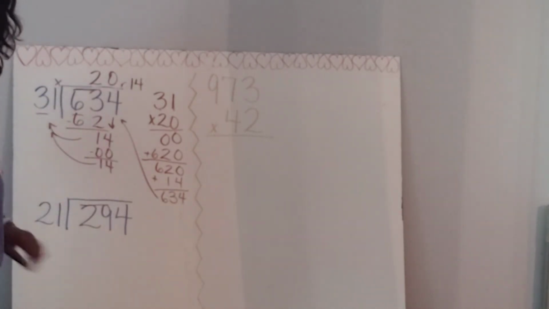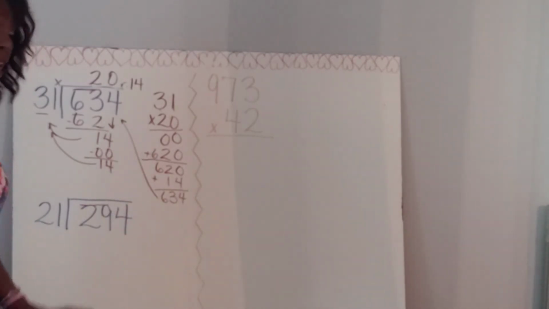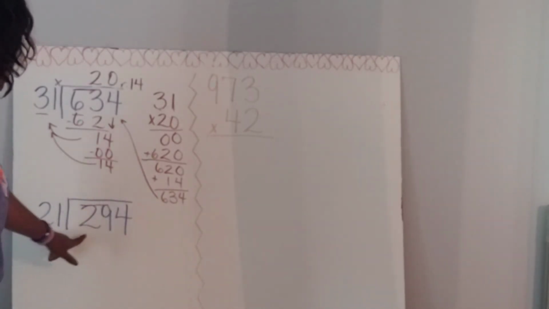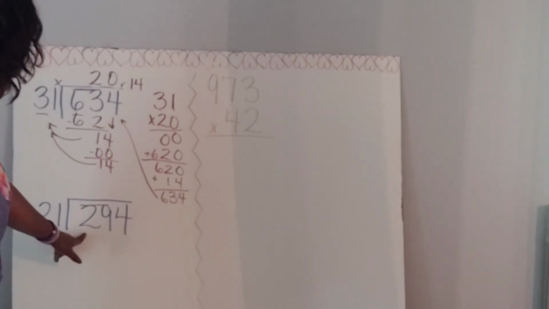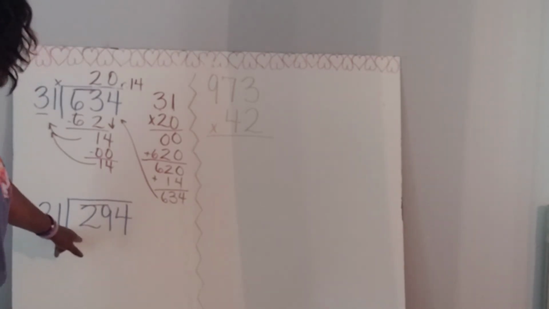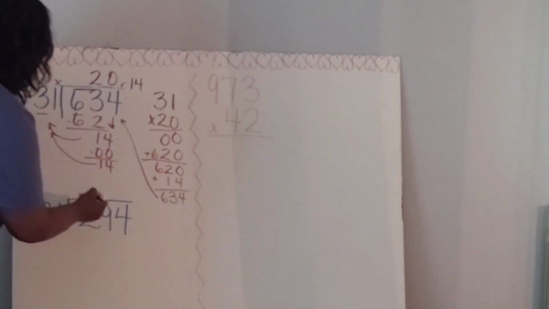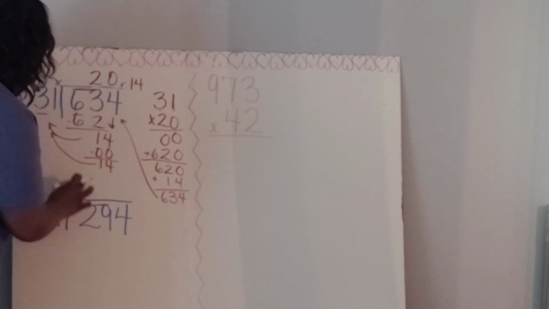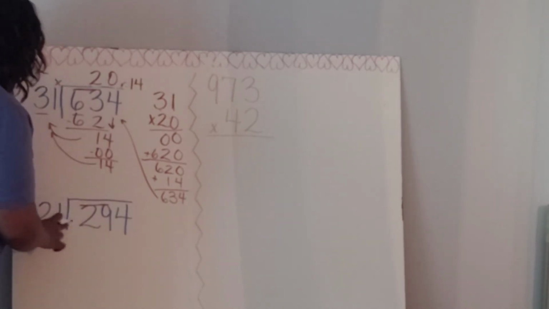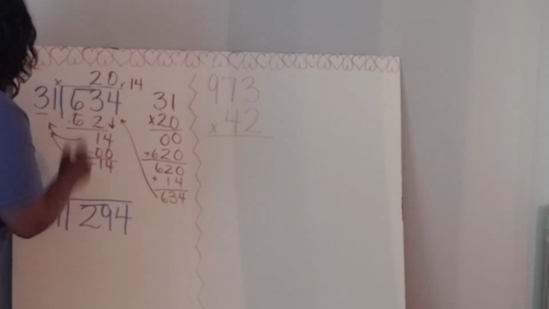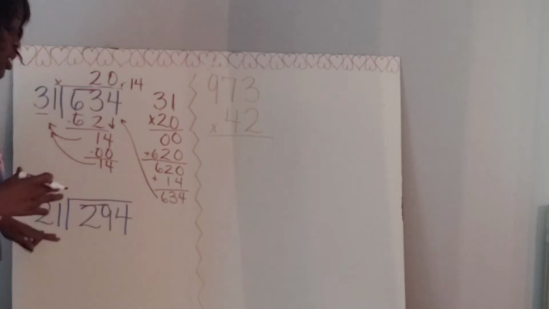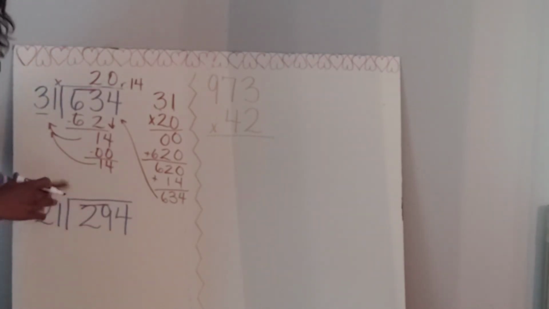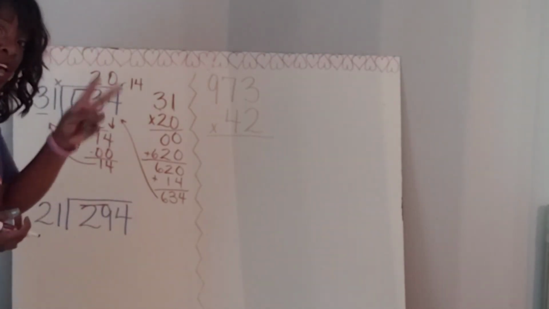All right, look at the next one. We want to see how many 21s are in 294. So the first thing we need to do is see how many 2s are in 2. Since they're both the same, you can figure out how many 2s are in 2. We draw a line over the 29, because we're going into both digits. Make sure you're seeing how many 21s are in 29, but we can do that by seeing how many 2s are in 2.